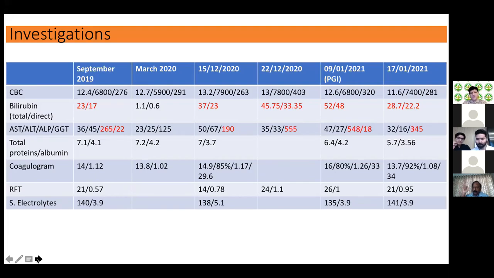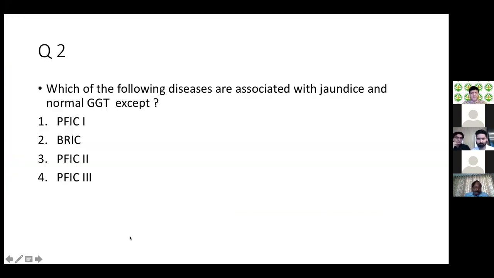Okay, fine. So let's move further. Should we ask Akash to tell his possibilities, or go to the poll question first? We go to the poll question. Which of the following diseases are associated with jaundice and normal gamma GT, except? So all except. PFIC1, BRIC, PFIC2 and PFIC3.